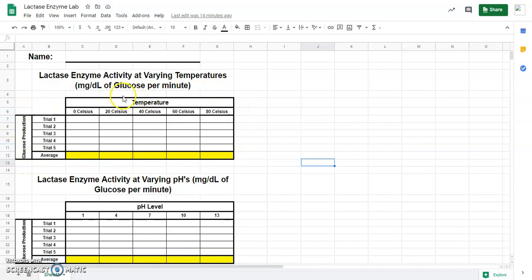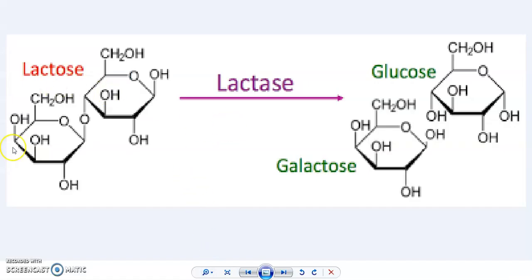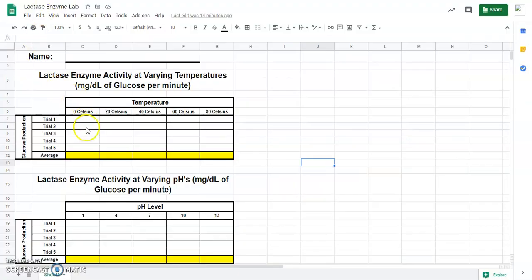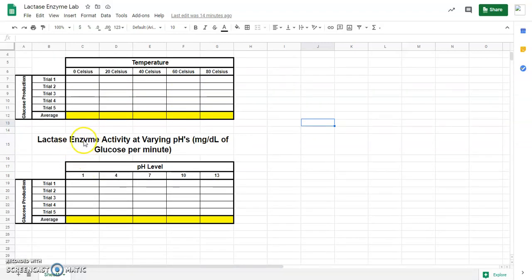We had tested the lactase enzyme, how well it converted lactose into glucose and galactose at different temperatures. We tested it at 0, 20, 40, 60, and 80 degrees Celsius. And now we are going to test it at different pHs.